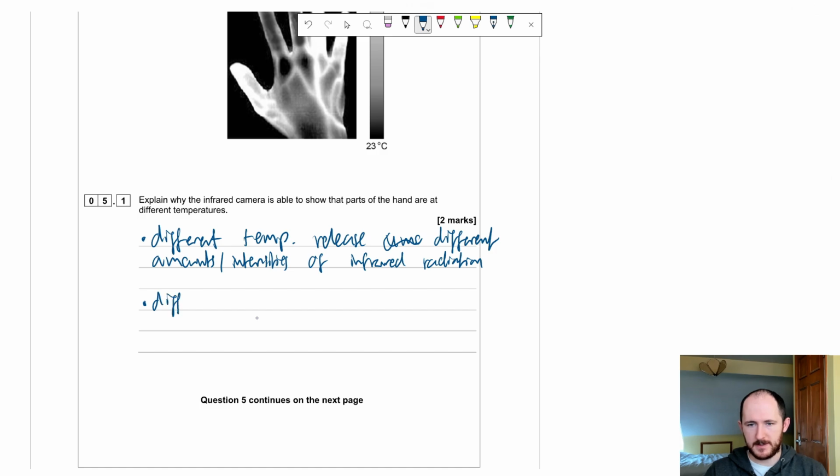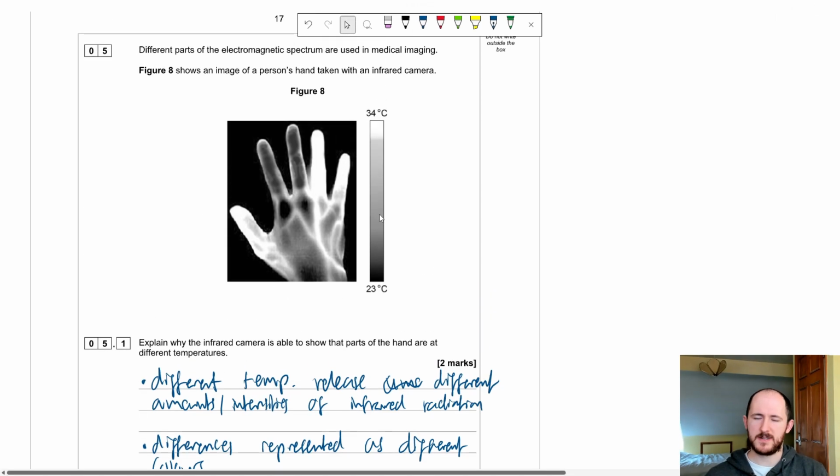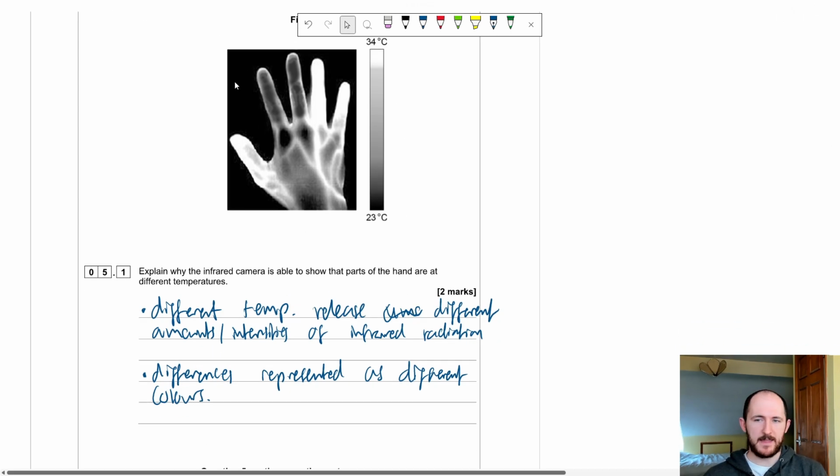Differences are represented as different colours or shades. As different, should we say shades or colours? I want to say colours because it goes from black to white, unless you consider black and white shades, which maybe it's a colour gradient, right? Yeah, that's essentially how it works.